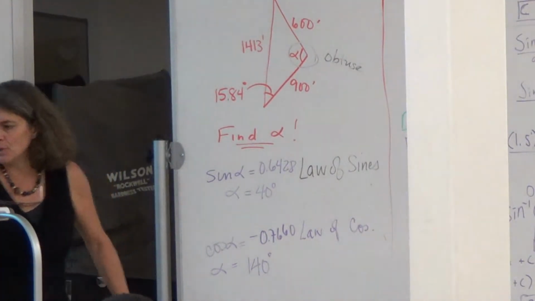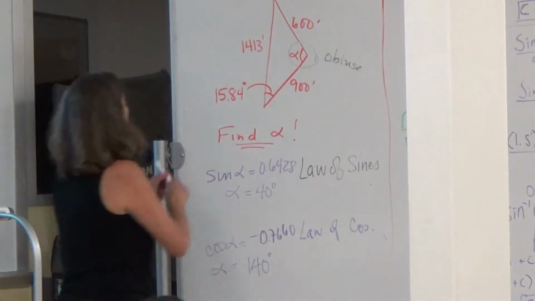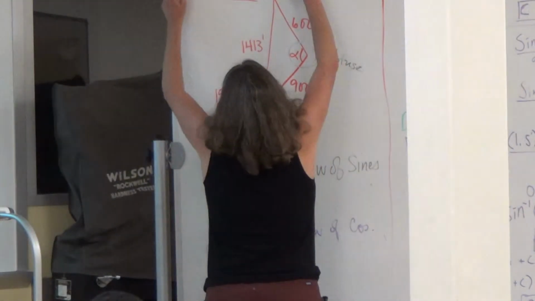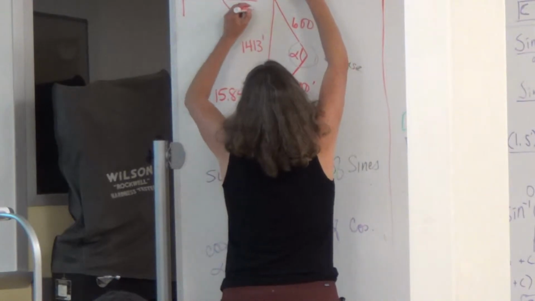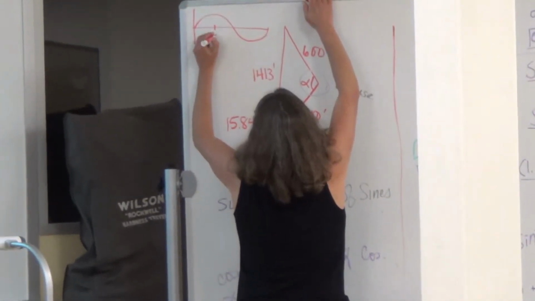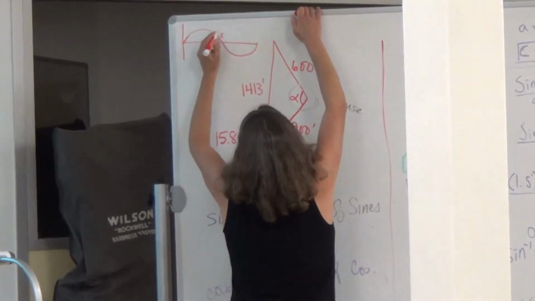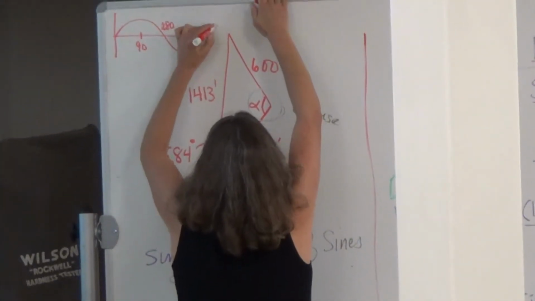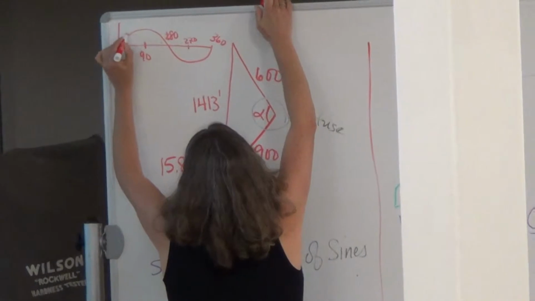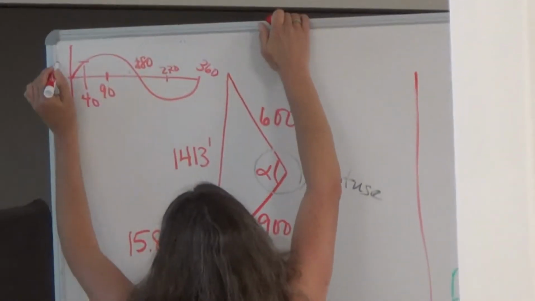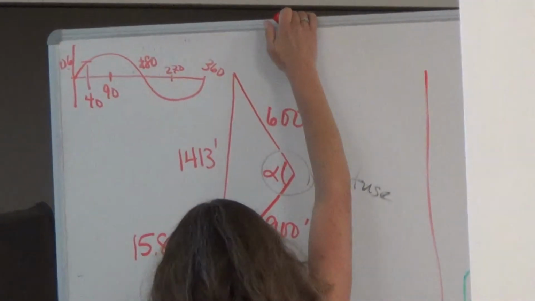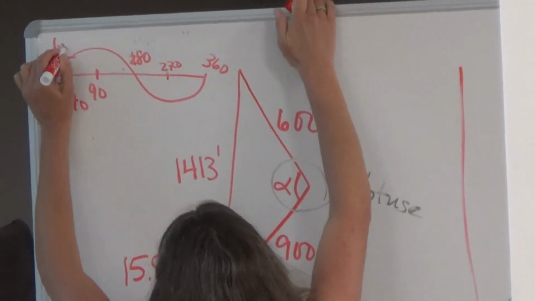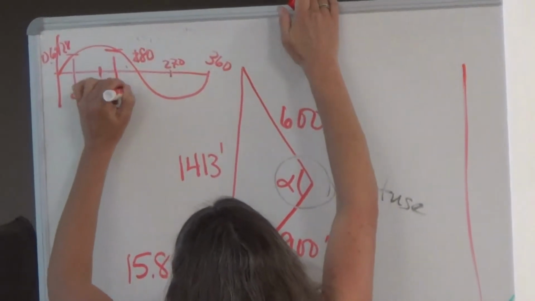And why is that? Because of the sine curve, right? Yes. So you know, it goes like this, right? This is at 90 degrees, this is 180, this is 270, this is 360. And right here at 40 degrees, we get 0.6428, and that's the same as this, which is at 140.